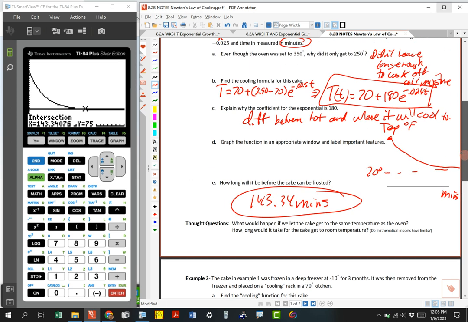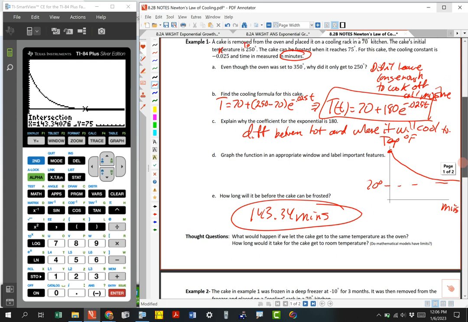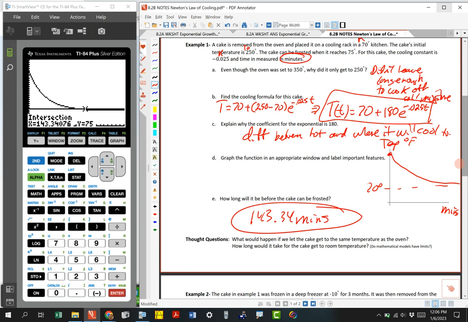Okay, what would happen if we let the cake get the same temperature as the oven? We kind of already talked about that. It would be a brick. It wouldn't have any moisture in it. And how long would it take it to get to room temperature? Let's check. So just 350 minus, whoa, shouldn't be this. Sai, say that again. It never will. It never will, according to this mathematical model, because this is an exponential decay right here. It's got an asymptote.